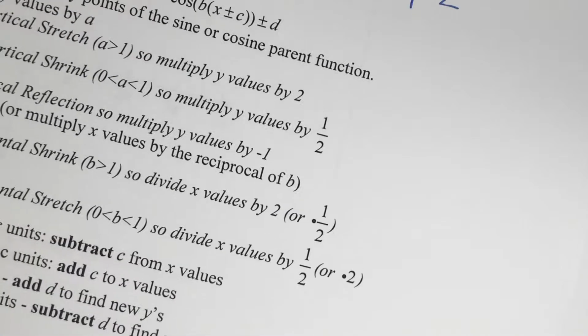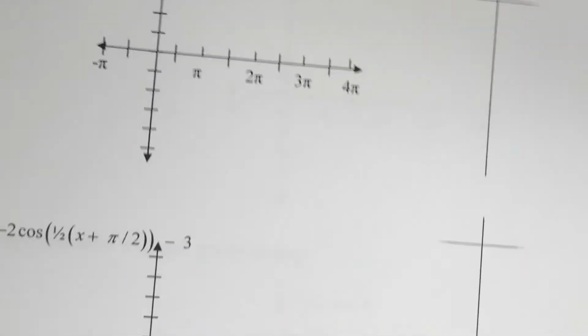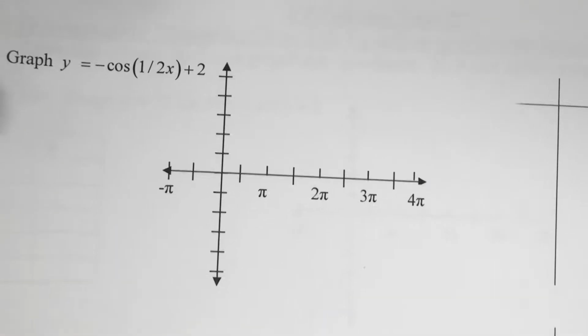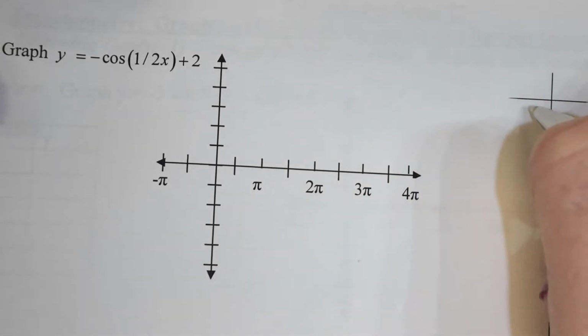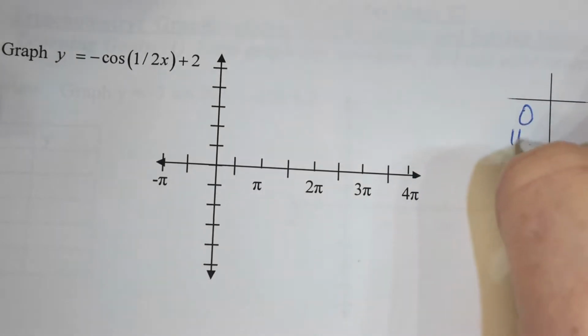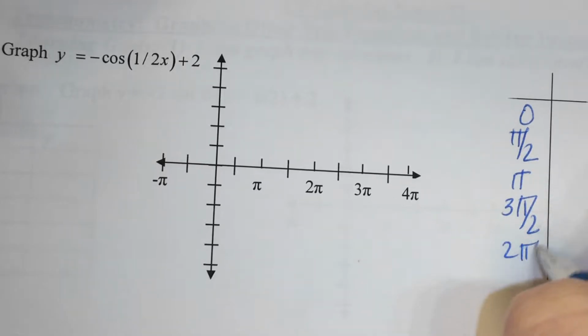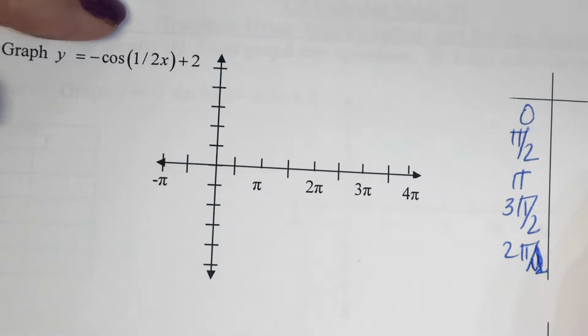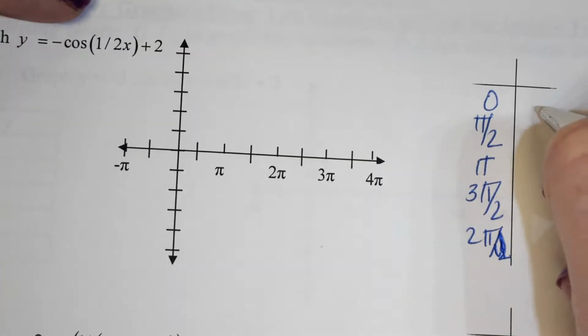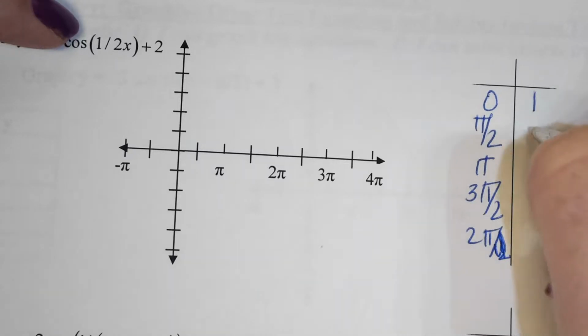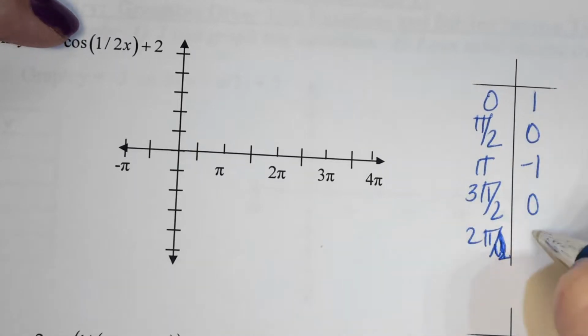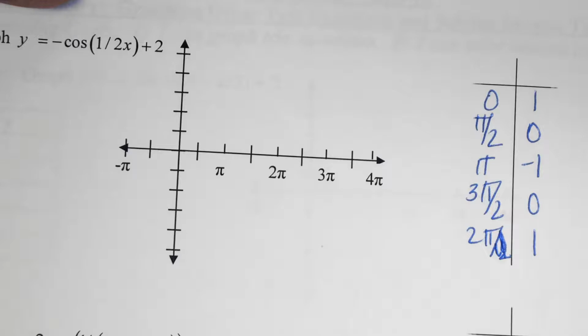All right, let's go on over now, add a little bit more to it. We're going to do a cosine curve, and we're going to have some more things going on. So for cosine, we use 0, pi over 2, pi, 3 pi over 2, and 2 pi. For our y values, our key points for cosine go 1, 0, negative 1, 0, 1. We just need to know that. We're thinking of that unit circle.